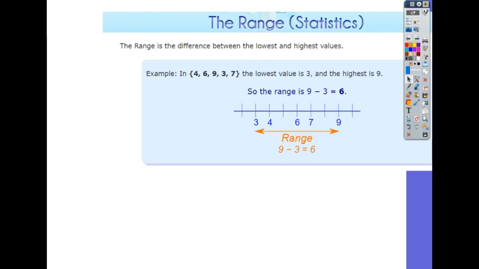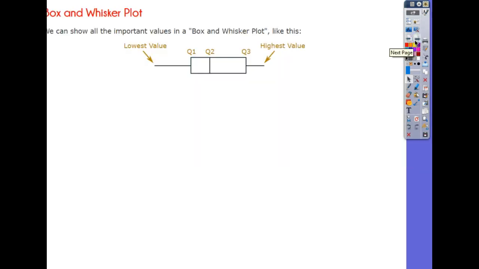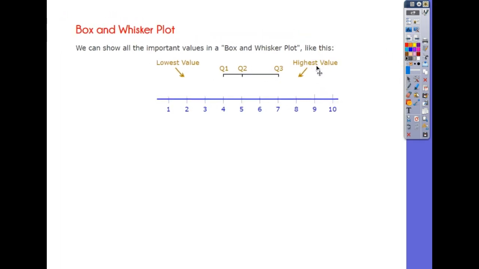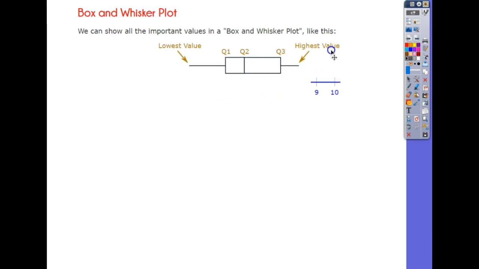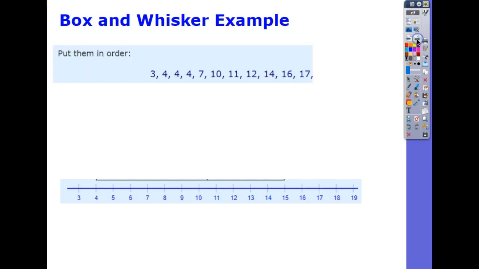One of the kinds of graphs we're going to look at is called a box and whisker plot. The main place it was used is in the SAT. They would give you your SAT scores in terms of a box and whisker plot. Let me show you how you make this box and whisker plot. So, would you please write this list of numbers down?